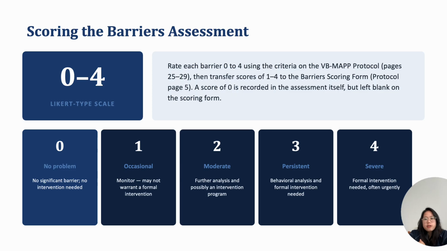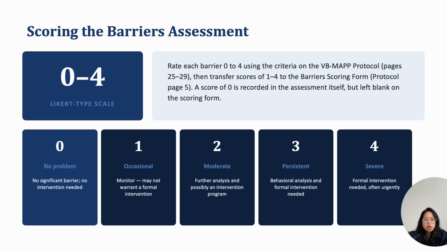Every one of the 24 barriers is rated 0 to 4 using the criteria printed on the protocol VB-MAPP book, pages 25 through 29, and scores of 1 through 4 are transferred to the barrier scoring form on protocol page 5. So let's go on to the scoring. A score of 0 is recorded in the assessment itself but deliberately left blank on the scoring form, so the form only visualizes where barriers actually exist.